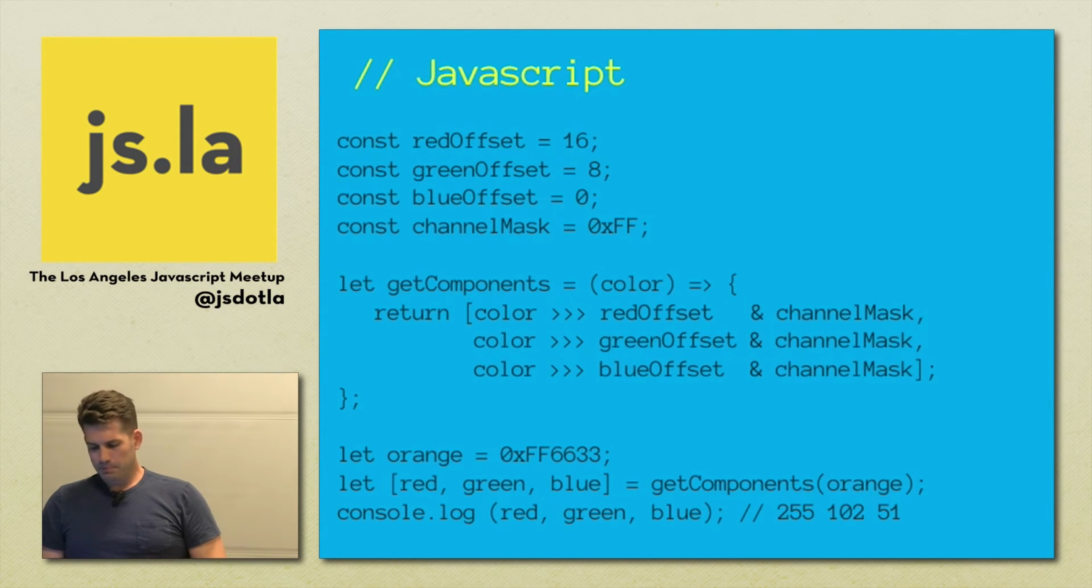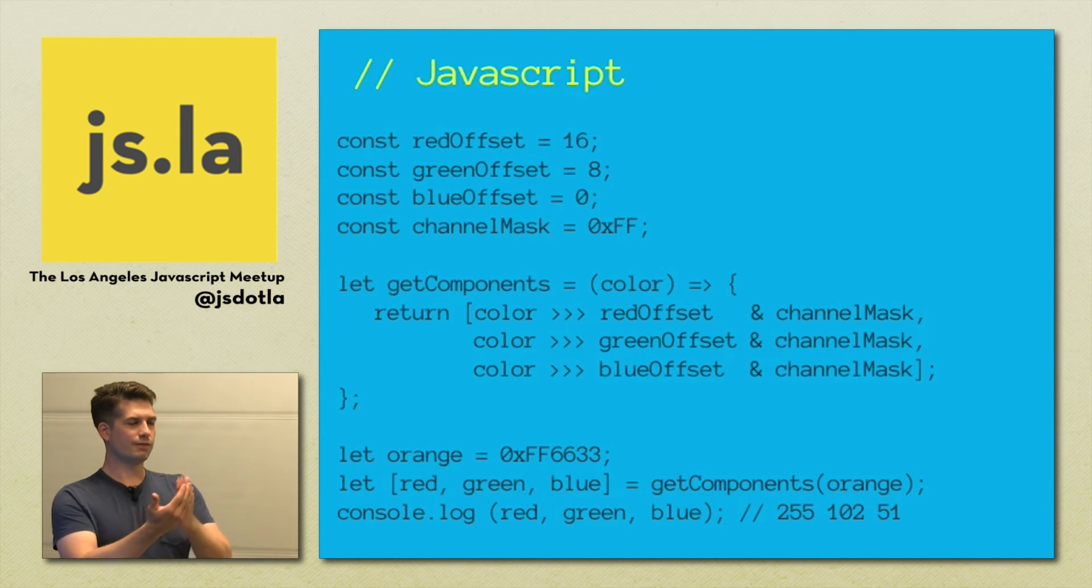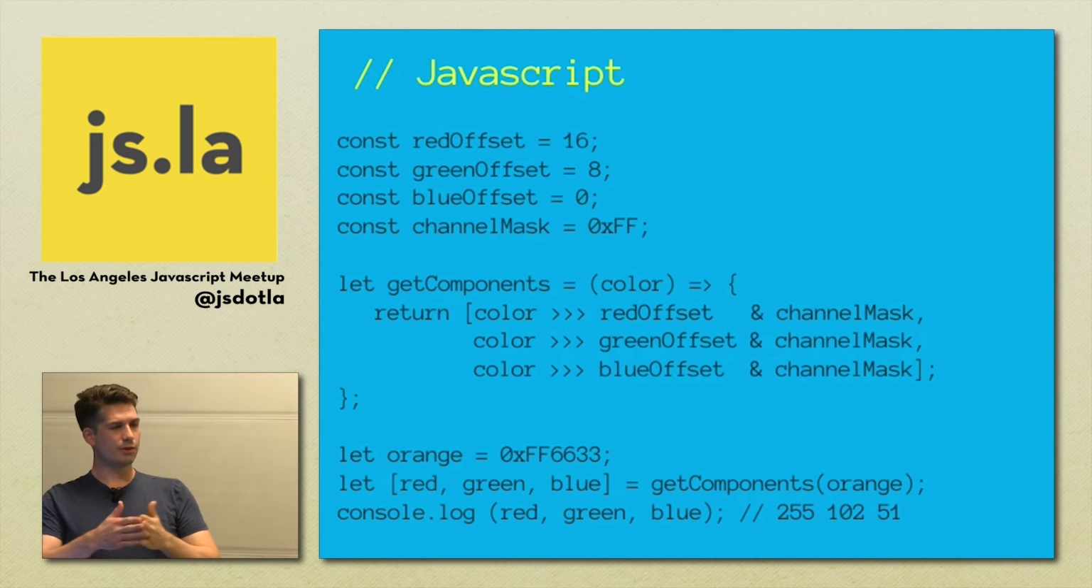First of all, I'm defining the offsets for all the different channels. So blue is at 0, because if you're looking from right to left, blue would be the first 2 digits, right? The next one over would be green, and that would be 8 bits over, 1 byte over, because we have 1 byte per channel. And then red is 2 bytes over, or 16 bits. And then a channel mask is, I'm basically saying that the possibilities are between 0 and 256, so FF in that case.